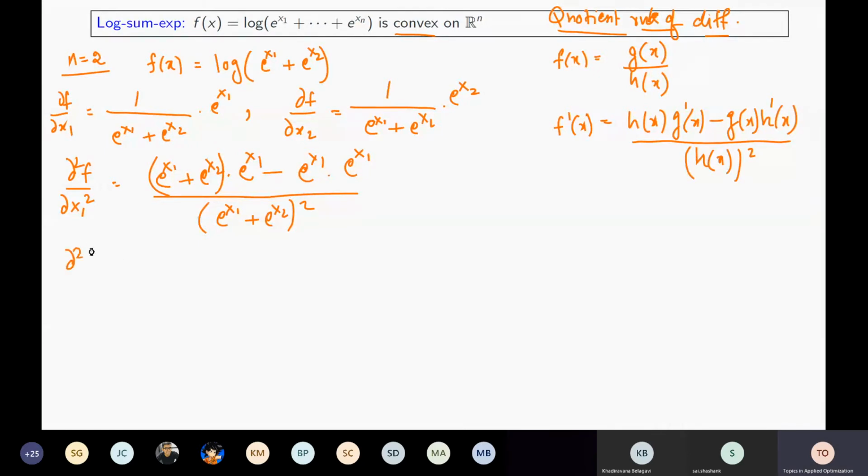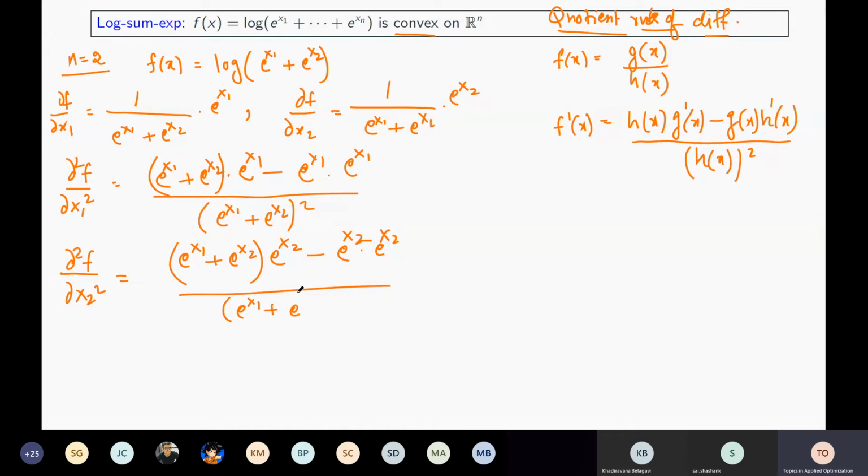And by symmetry, we also have del squared f by del x2 squared. In place of x1 we will have x2. So this will be (e^x1 plus e^x2) times e^x2 minus e^x2 times e^x2, and then divided by the denominator squared, which is (e^x1 plus e^x2) whole squared. Now we need to compute the mixed derivatives. So mixed derivatives are del x2 del x1.